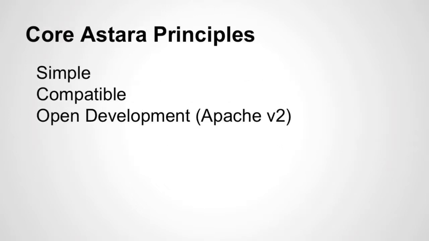Part of the core concepts about Astara is that it's supposed to be simple, compatible with Neutron, and open development. So we're sticking to the tenets of OpenStack. It's an Apache V2 license. It's an open design principle, and it's open development. So you can join our IRC channel and join our group to do any of the development and help design and move this project forward.